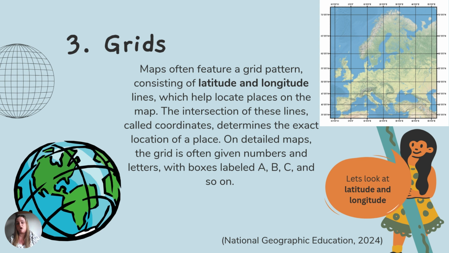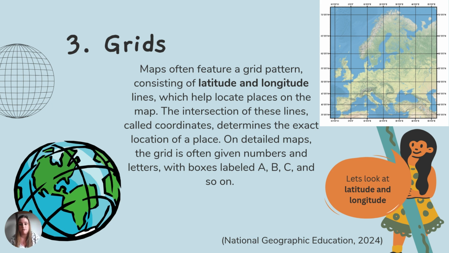The grid is often given numbers and letters, with boxes labeled A, B, C, D, and so on. So usually when we look at a map, we will see on our left-hand side, from top to bottom, our numbers 1, 2, 3, 4, 5, etc. And at the bottom, we will see our letters A, B, C, D, E, F, G, and so on and so on.